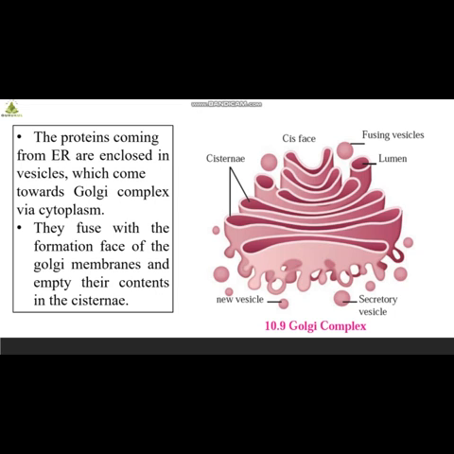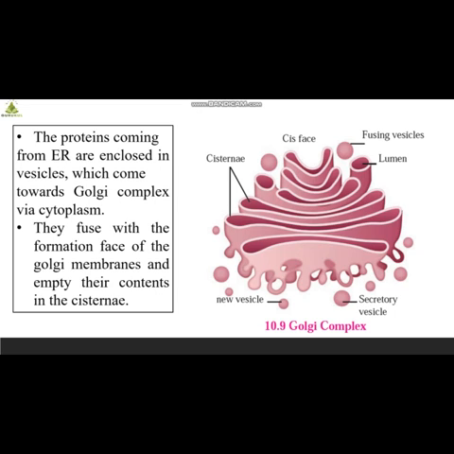Cytoplasm will bring these vesicles, and these vesicles contain what? Proteins. Okay, next what happens? These fusing vesicles, as the name suggests, are going to fuse with something. They are going to fuse with the formation phase of the Golgi membranes. Now the formation phase is at the top. So can you see the cis phase?